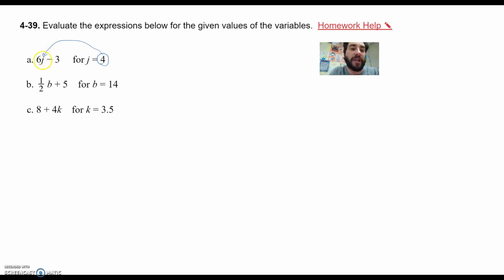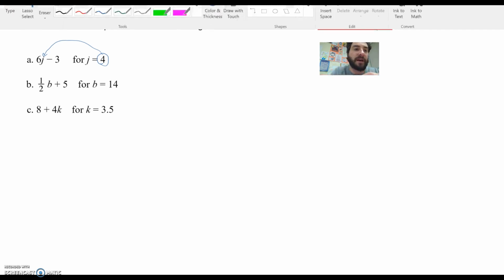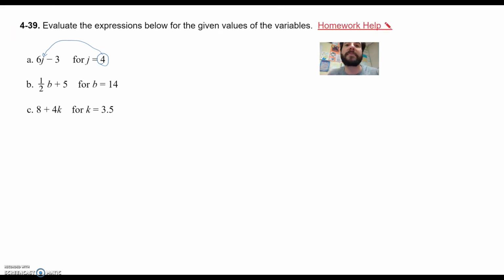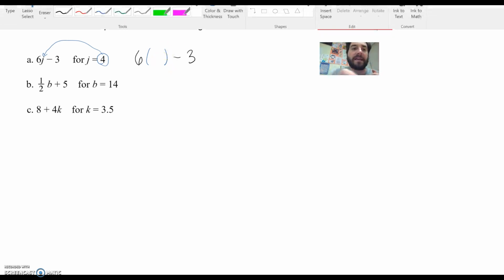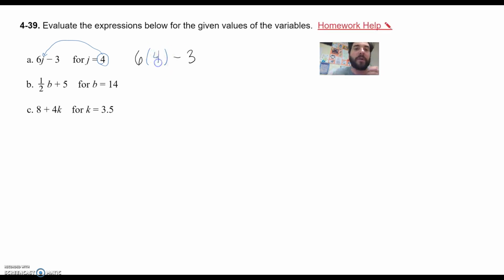So here we have 6j minus 3, and the first thing I'm going to do is rewrite my expression, but where j is, I'm going to substitute in 4. So I'm going to write 6, and then instead of putting j, I'm going to put parentheses for where 4 will go. So I'm substituting out the variable, and I'm going to plug in what j is, and j is 4. If I don't put the parentheses, that looks a lot like 64. And it's not, it's 6j.